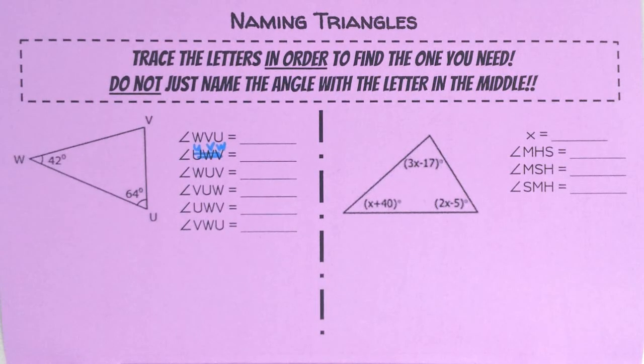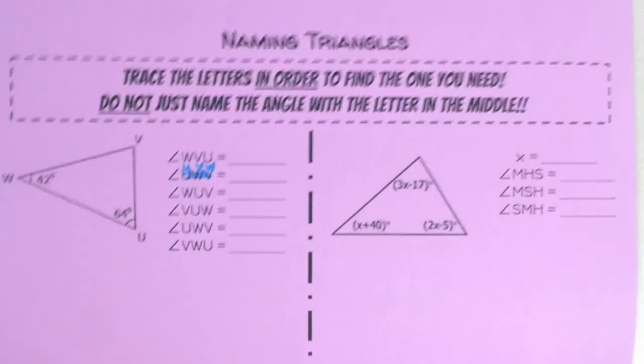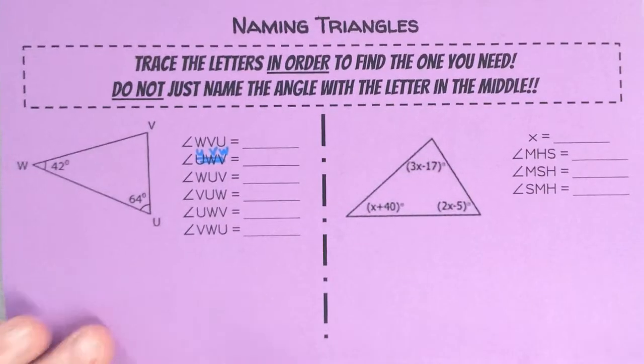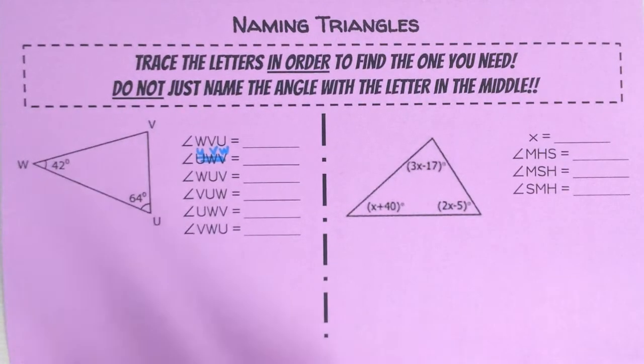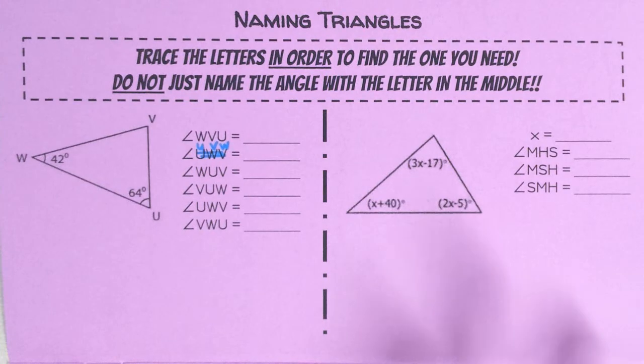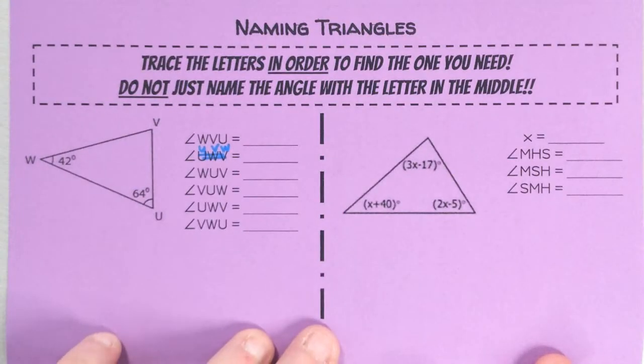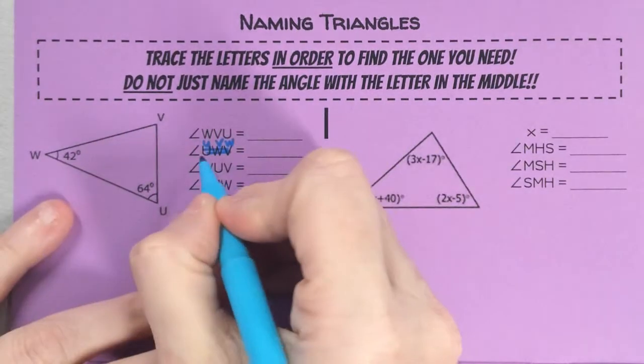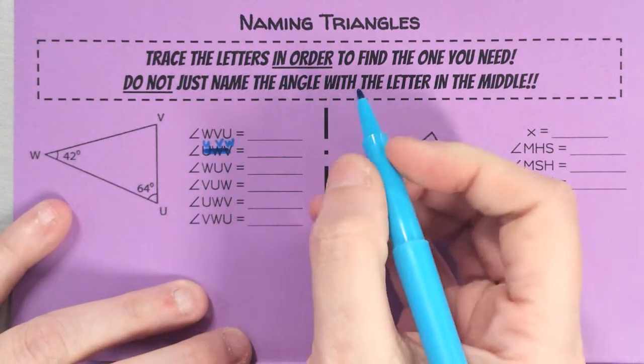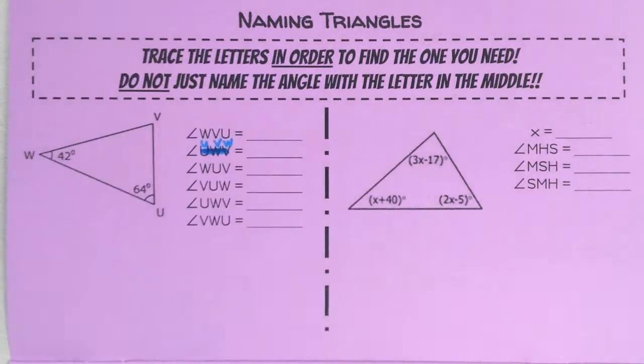So before we get started with finding out about triangle angle relationships, we need to make sure that we understand some basics. The first basic I want us to talk about is how we name triangles. And first of all, there's a little typo here. Instead of being UWV, this should be UVW. Okay, so make that change real quick.